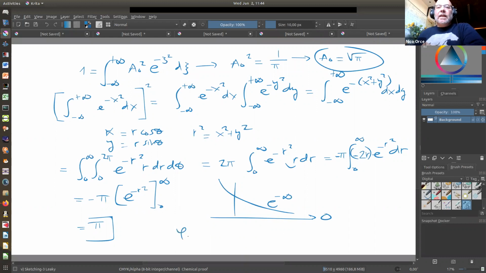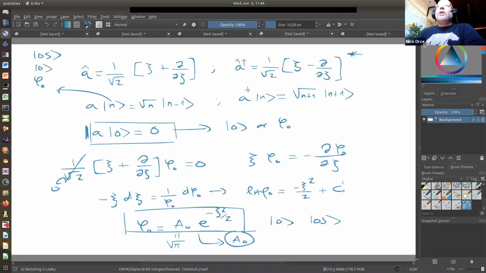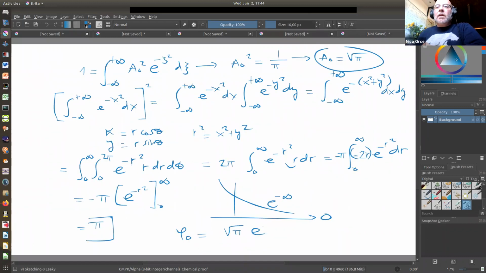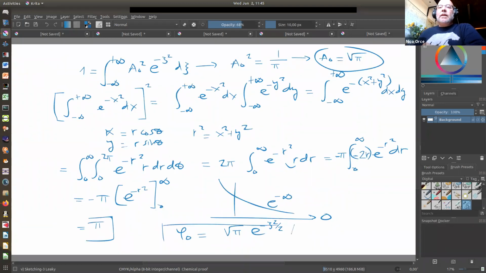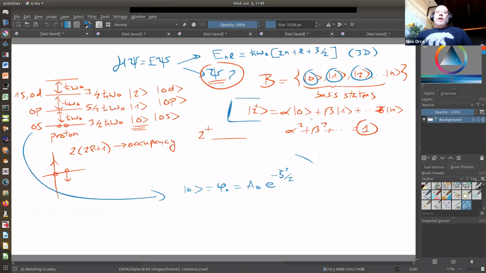So basically, the first wave function of the ground state is equal to the square root of pi e to the minus psi squared divided by 2. And this is the final calculation. And we can go back here and say, okay, this is our wave function, which is the square root of pi e to the minus this, right? And we have the first one.